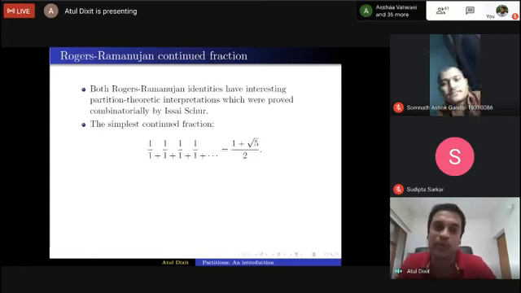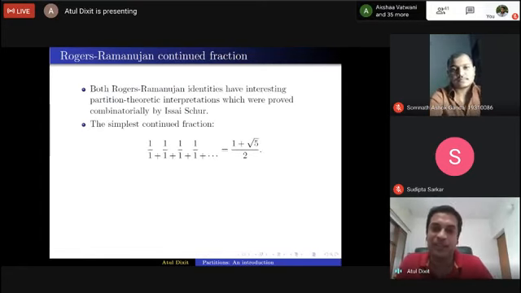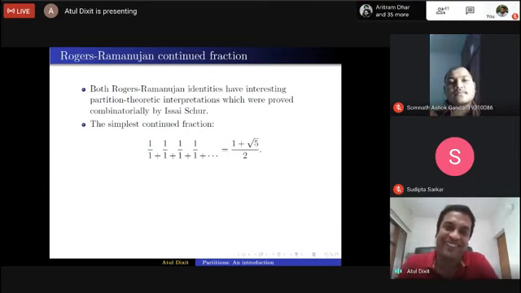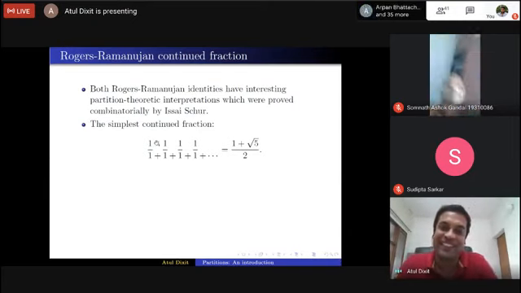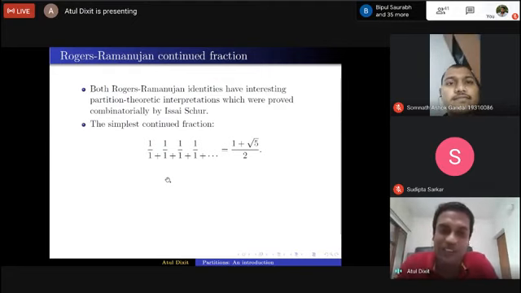Schur was the one who proved them combinatorially. What I would like to do in the remaining 7 to 8 minutes is to give you a flavor of this identity and how it is connected to the Rogers-Ramanujan identity. So this is one identity that we have seen right from high school.